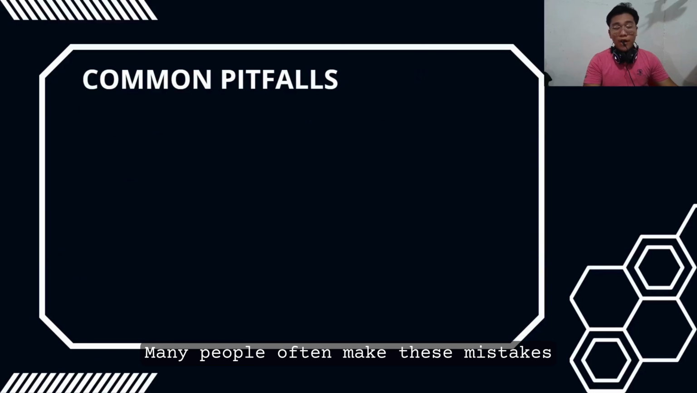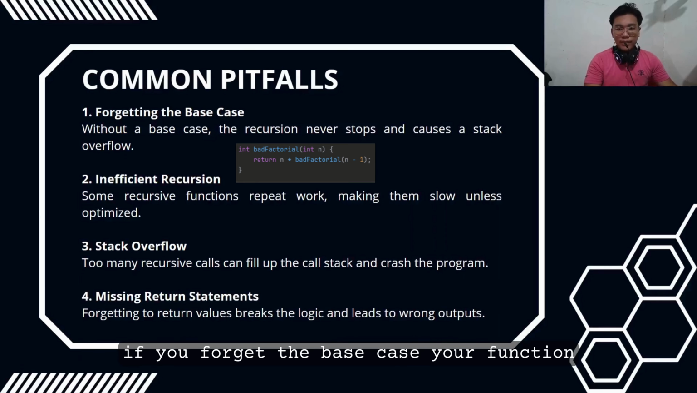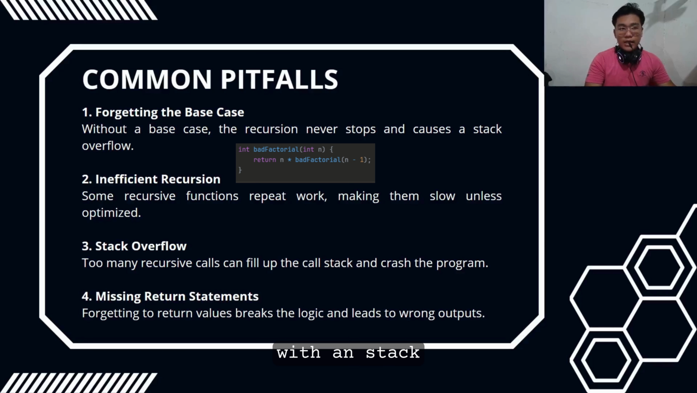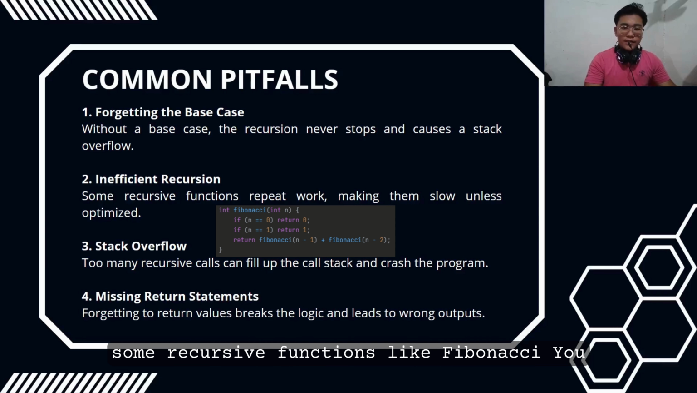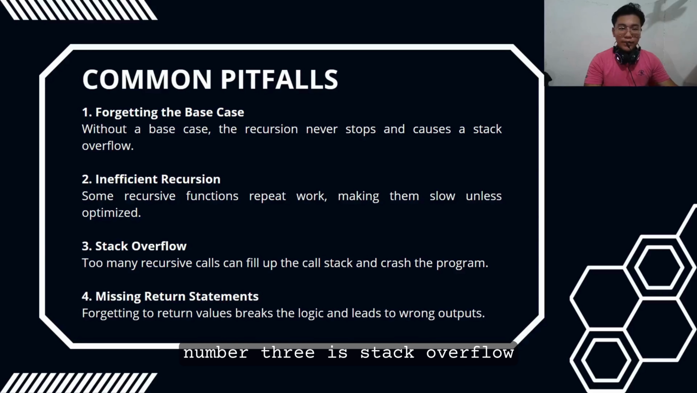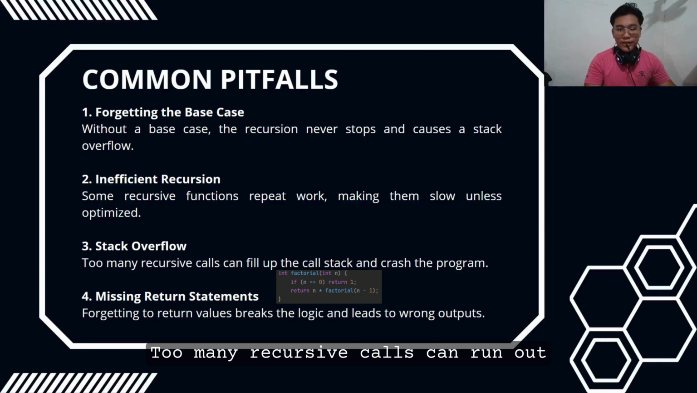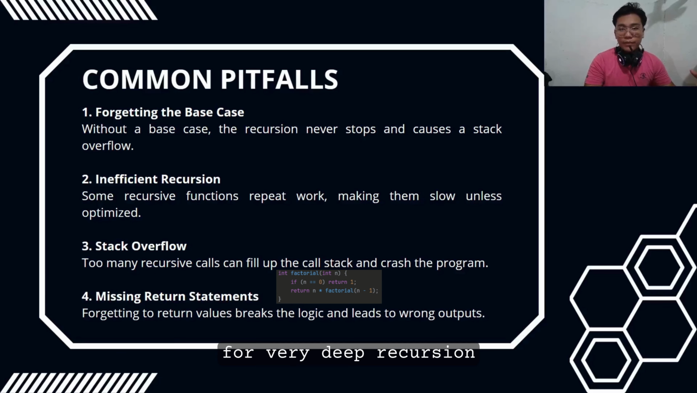Many people often make these mistakes when working with recursion. Number 1 is forgetting the base case. If you forget the base case, your function will call itself infinitely and crash with a stack overflow error. Number 2 is inefficient recursion. Some recursive functions like Fibonacci recalculate the same values multiple times, making them very slow for large inputs. Number 3 is stack overflow. Too many recursive calls can run out of stack memory, so consider using iteration for very deep recursion.